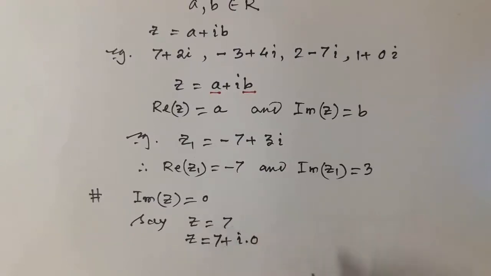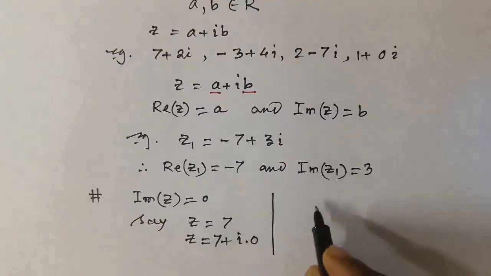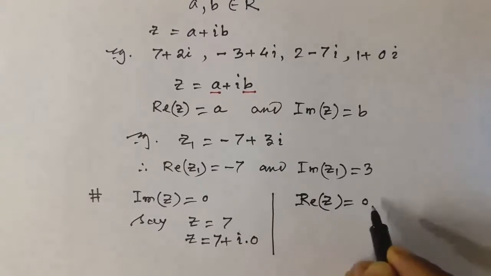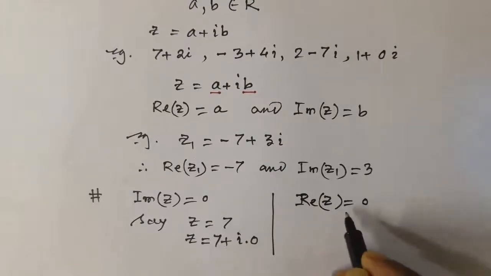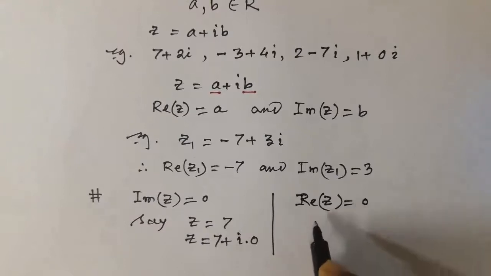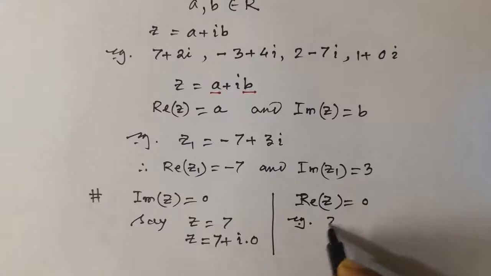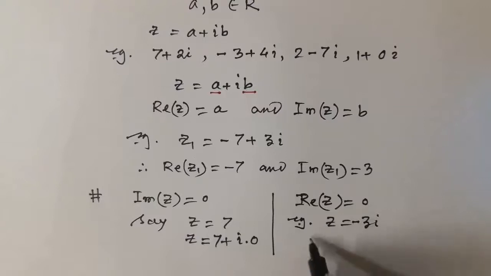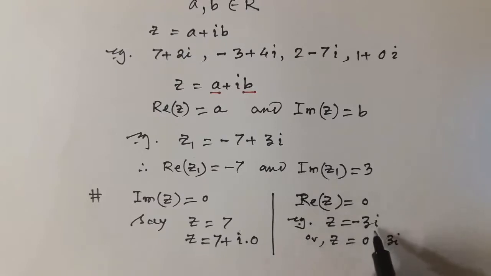purely real. Now on the other hand, if the real part of the complex number z is equal to 0, then this complex number is purely imaginary. For example, we take, say z is equal to 3i or minus 3i. So this minus 3i can be written as 0 minus 3i. Since the real part is equal to 0, this complex number z is equal to minus 3i is purely imaginary.